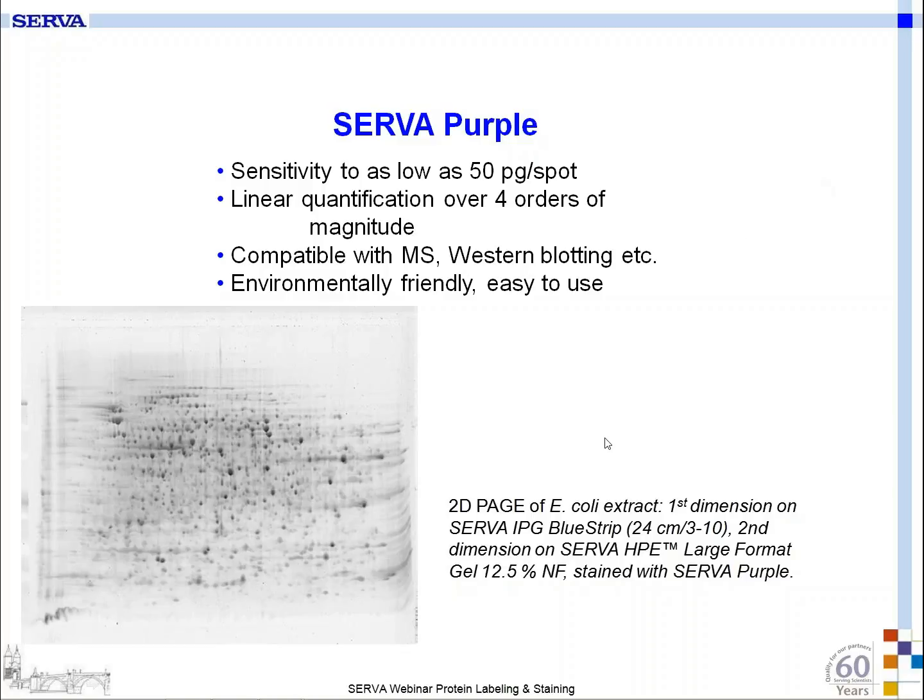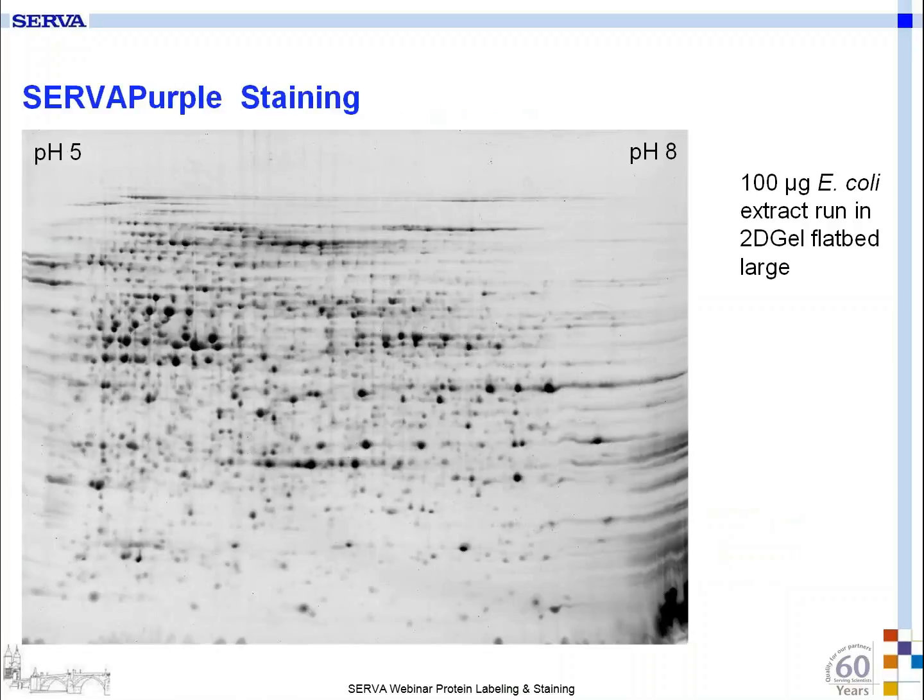And as a sample, you have a 2D PAGE gel of an E. coli extract, where the first dimension was made on an IPG blue strip and the second dimension on an HPE large format gel with 12.5. Again here, a SERVA Purple staining with a pH 5 to 8 gradient. This is 100 micrograms of E. coli in a 2D gel flatbed large. Also very nice, you can see all the round spots.